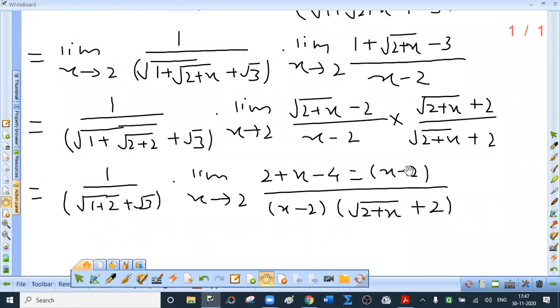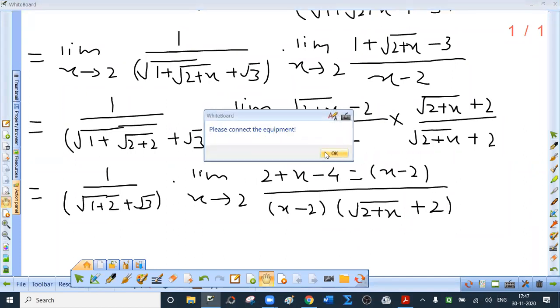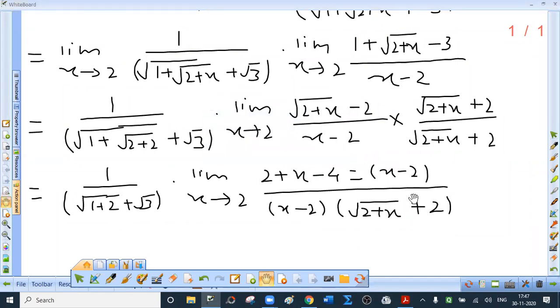Now, the next step is a simple one. Cancel x minus 2. Why can we do that? Because x only tends to 2. x is not equal to 2. So division by x minus 2 is valid. And then take the limit.